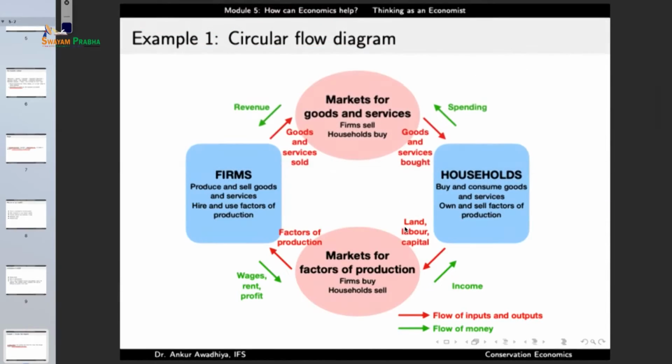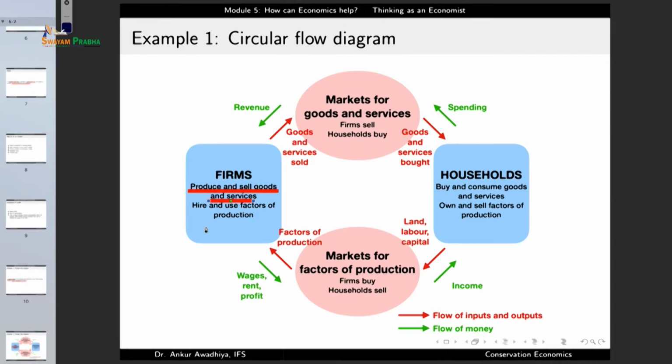So what does this model say? This model says that there are two big entities. There are firms and there are households. Firms are those entities that produce and sell goods and services. So they are the producers and they are the sellers of goods and services. Now, to produce these goods and services, they hire and make use of factors of production.